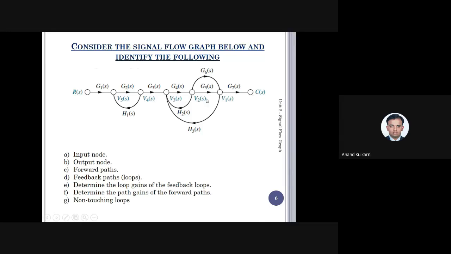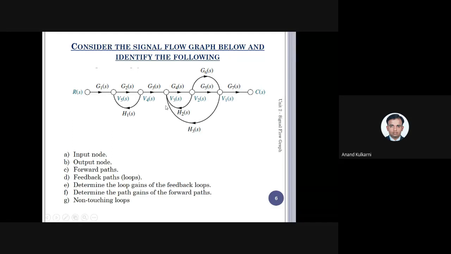It should not have traversed that path more than once. I'll just tell you, just observe here. From 1 to 2, 2 to 3, 3 to 4, 4 to 5, 5 to 6, 6 to 7. So this straight line is one forward path. There is one more forward path from 1 to 2, 2 to 3, 3 to 4, 4 to 5, 5 to 6, like this. It will jump like this and go.